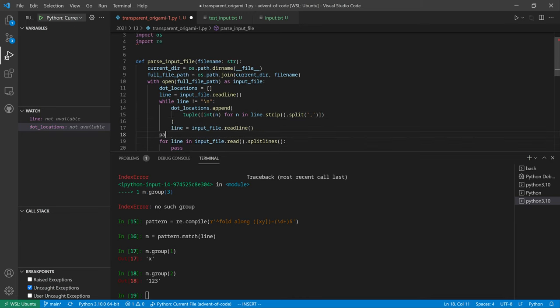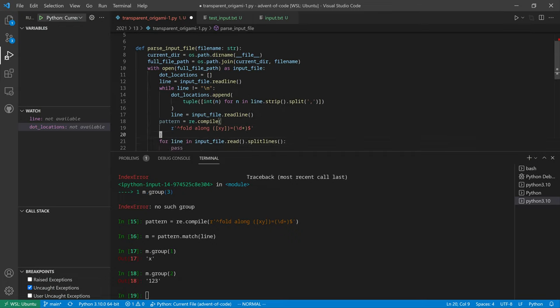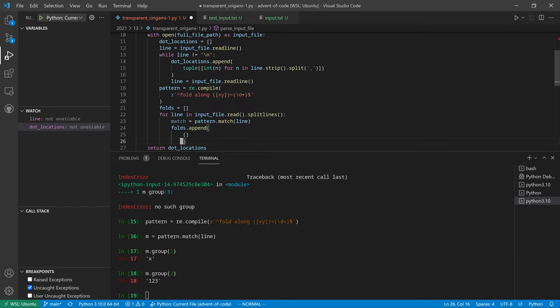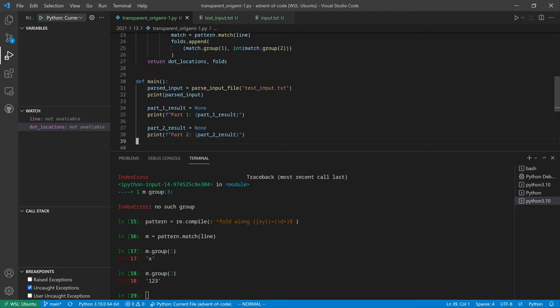Okay. Pattern equals re.compile, fold along x or y equals digit plus dollar. Okay, pattern.match equals pattern.match line. Oh, so this is gonna be the folds, right? Folds.append. It's gonna be match.group 1, comma match.group 2. Put an int around that one. Dot locations and folds. Terrific.